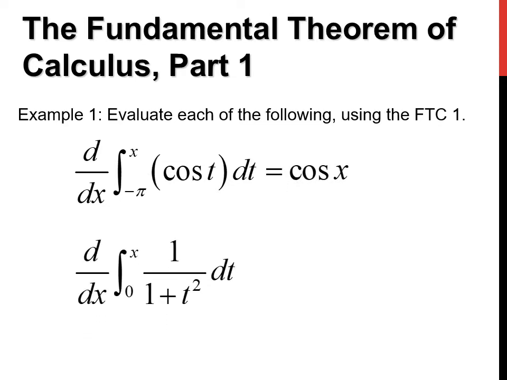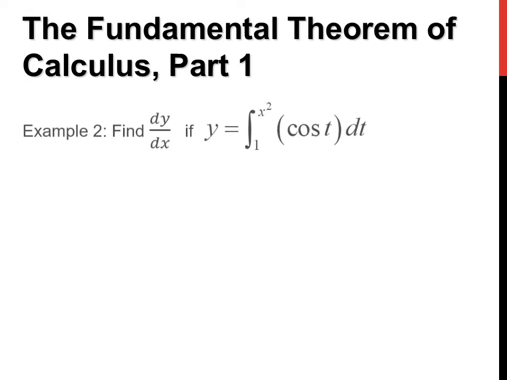Look at the second one. The derivative of an integral of 1 over 1 plus t squared dt, where you integrate from 0 to x. Look at the upper limit of integration, it's x. You only need to replace the variable t with x, and the derivative of the integral is 1 over 1 plus x squared.